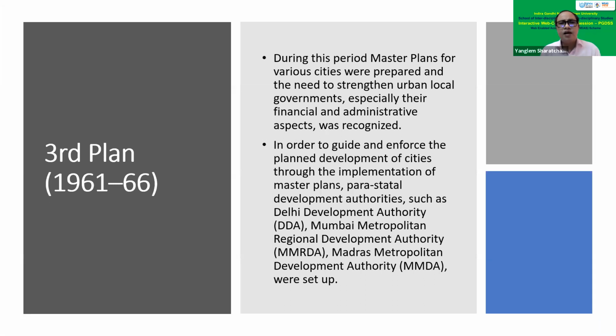In the third plan, the major focus, we have seen, was that a number of authorities at different cities were constituted to look into the proper management and establishment of the urbanization process, urban development and urban management plans. Like the Delhi Development Authority, the Mumbai Metropolitan Region Development Authority, and the Madras Metropolitan Development Authority. These are some of the achievements during the third plan.